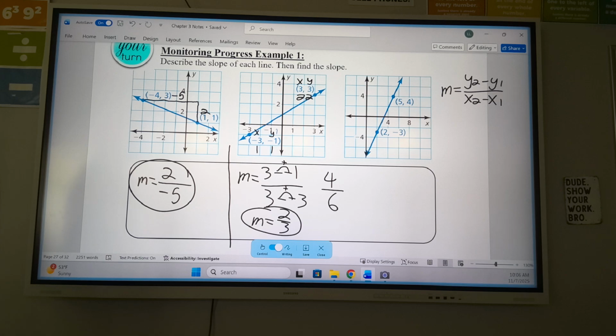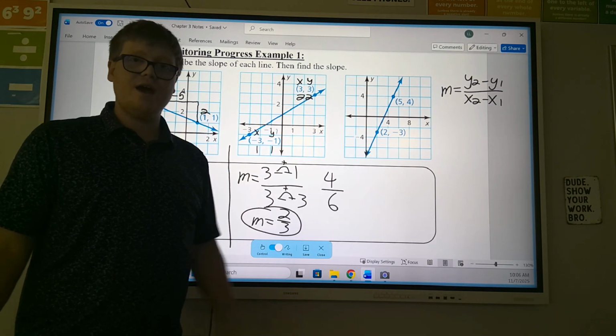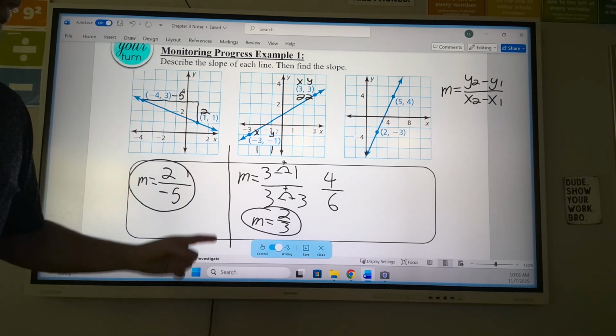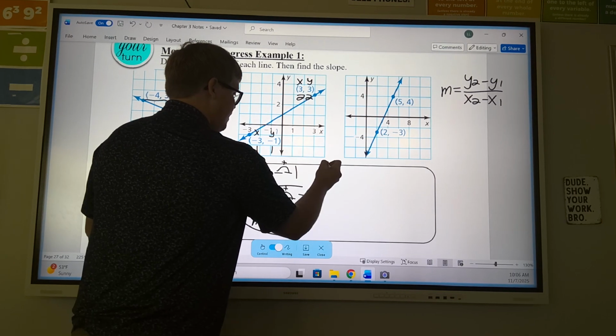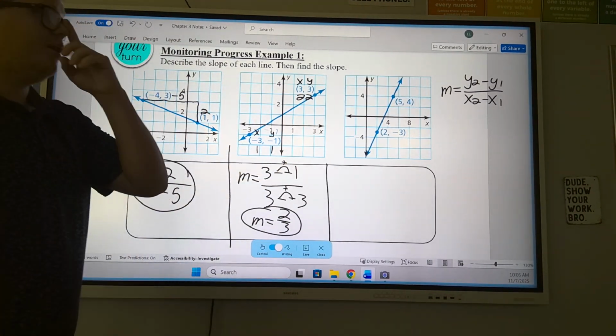Now, since we've done this one, I want you to try the one on the right on your own. Go ahead and pause the video and give it a shot. Okay, hopefully you've tried this one on your own by now.